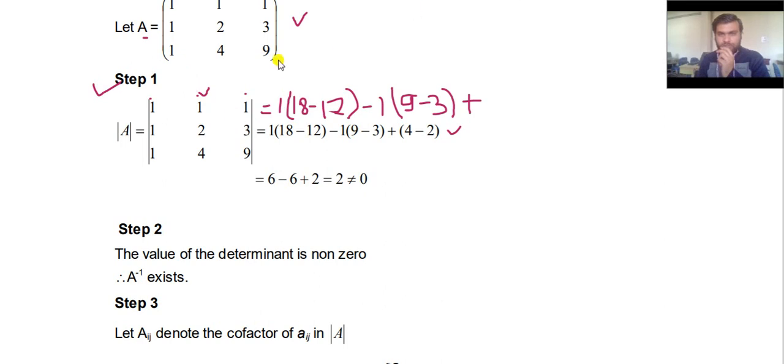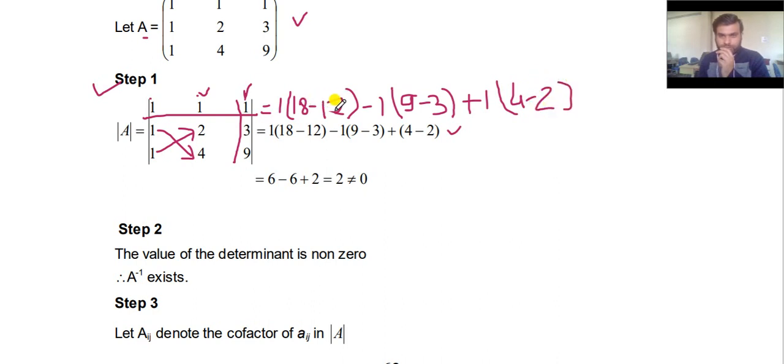Now the third element, this 1. So we write here 1 and place a bracket. We hide this column and this row. What is remaining? 1 1 and 2 4. So we multiply 1 with 4, that is 4, minus 1 into 2, that is 2.